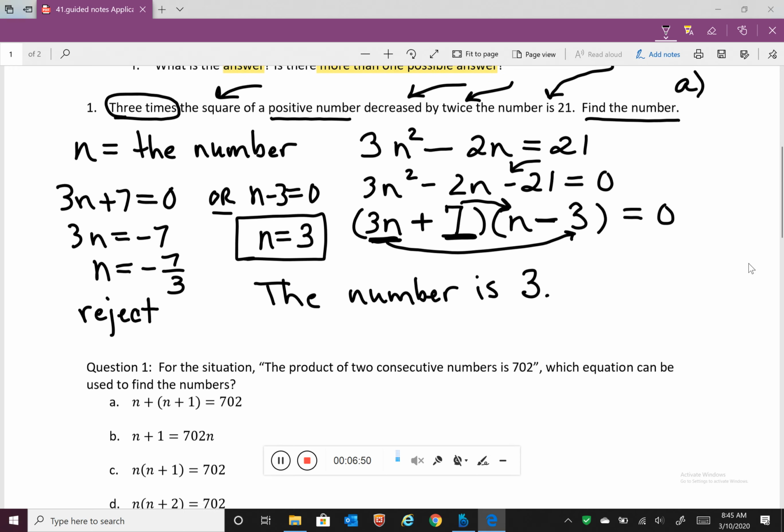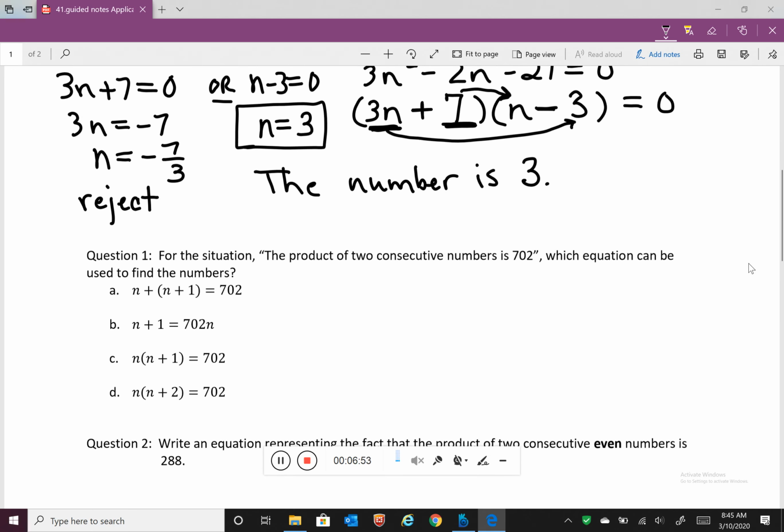For question number 1, the situation is the product of 2 consecutive numbers. Now remember, consecutive means they're right next to each other, so that means they have a difference of 1. The product of 2 consecutive numbers is 702. Which equation can be used to find the numbers?